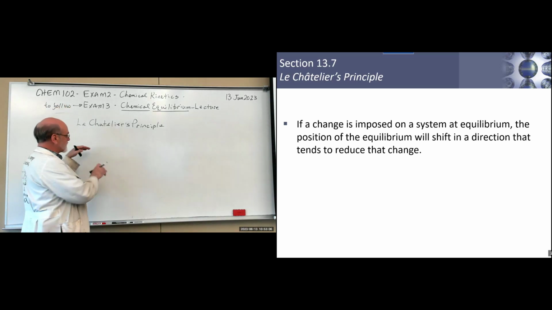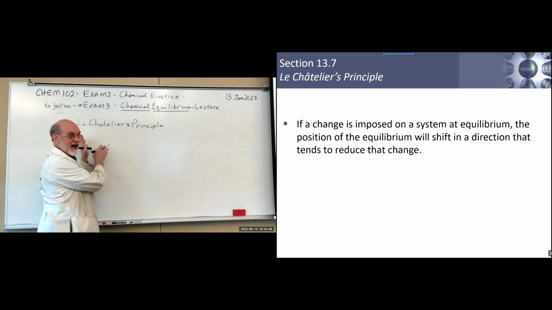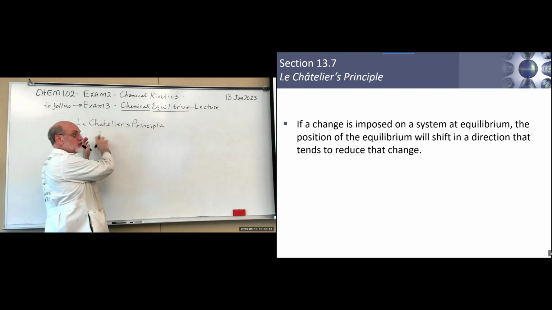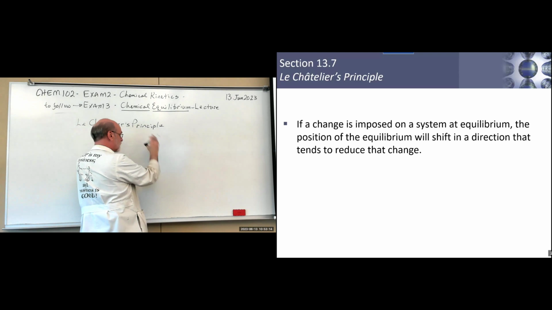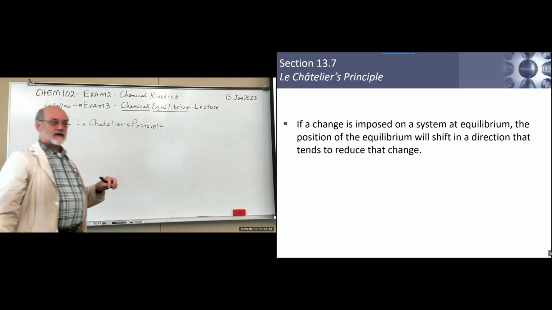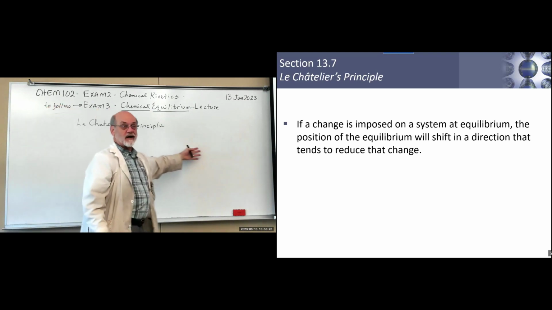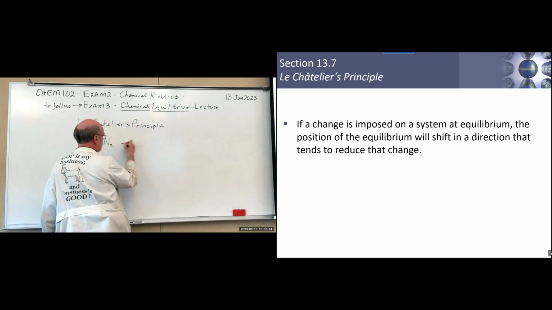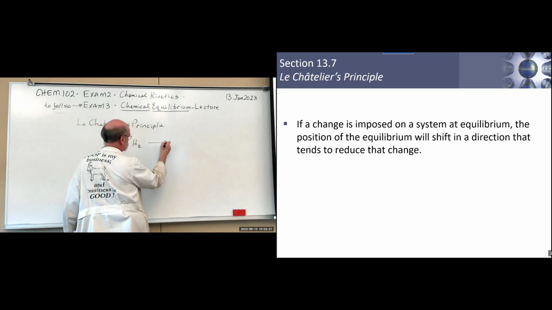So before, when we said we added some reactant, the system reacted to use some of that reactant to make product until we reestablished equilibrium. Well, you could remove some product. Say we have our nitrogen plus hydrogen yields ammonia.